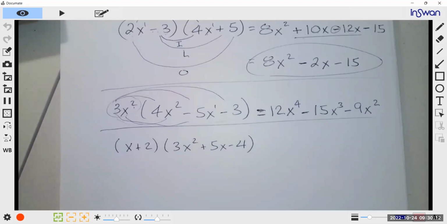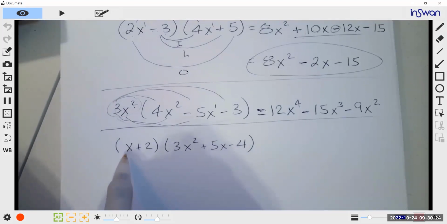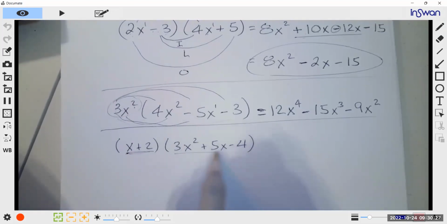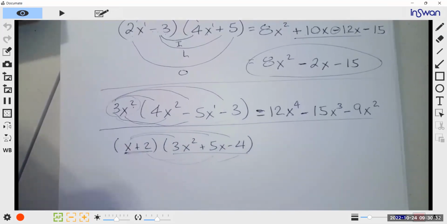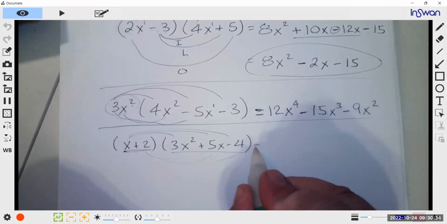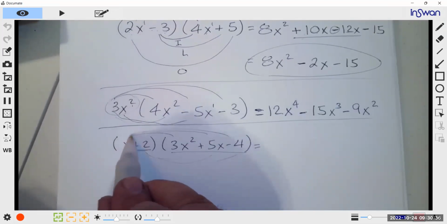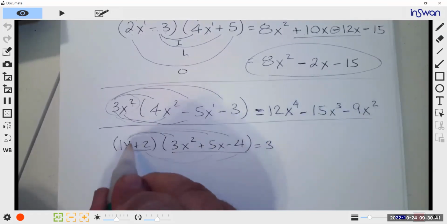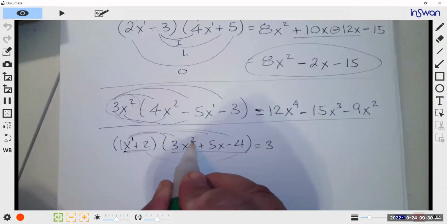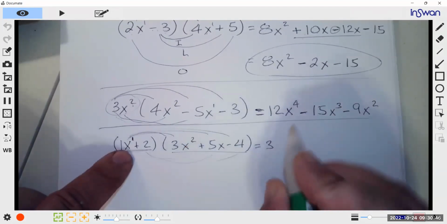See, now the FOIL technique will not work here because we don't have two binomials. That's why I like to teach distribution, because it works no matter what. Distribute everything from this first one to everything in the second. So this x has to go to all three of those. This 2 has to go to all three of those. So positive times positive is positive. 1 times 3 is 3. 1x times x squared, I have two x's there and one extra. I have 3 x's.